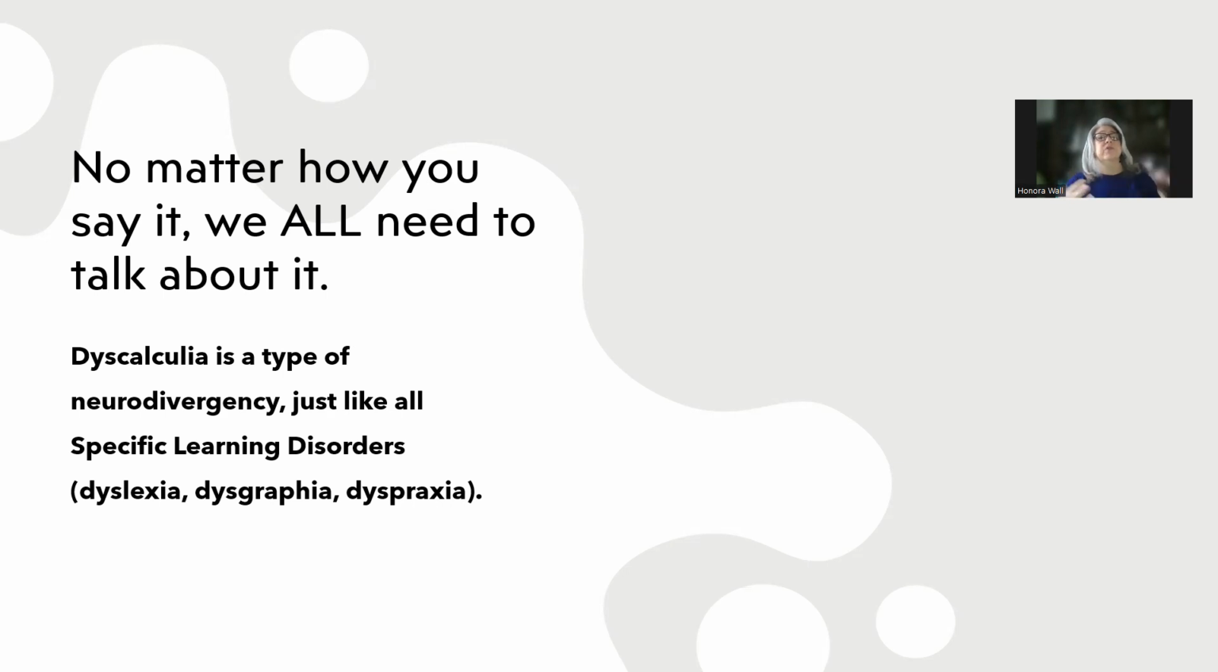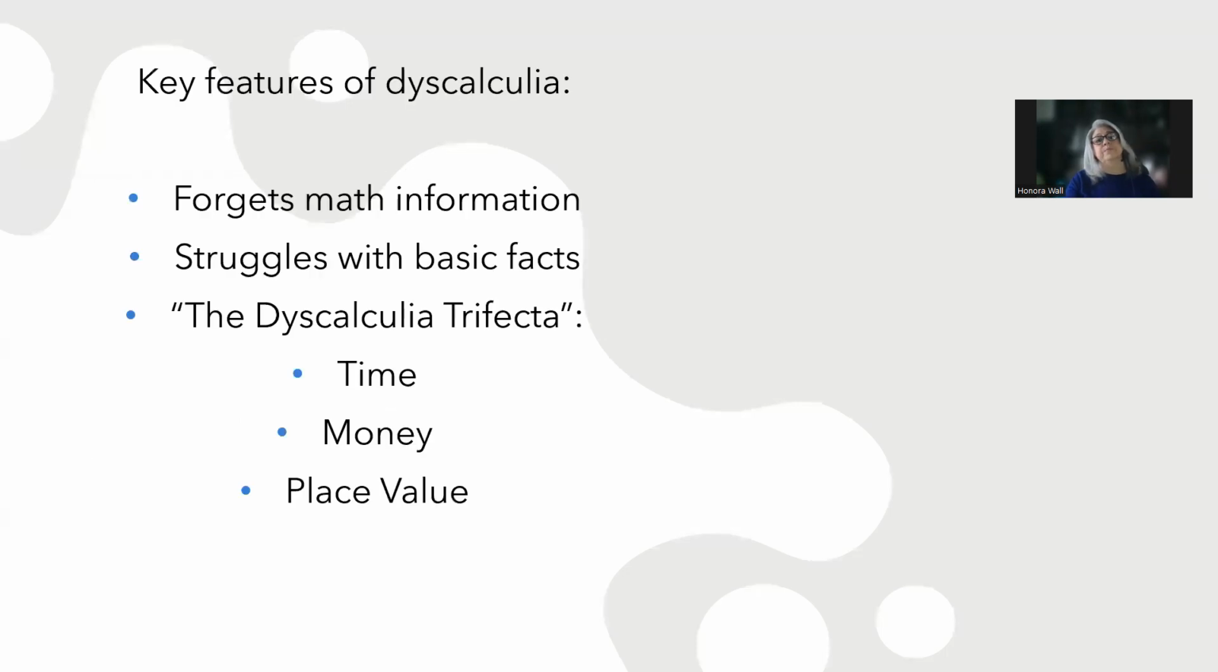It is a type of neurodivergency within that family of specific learning disorders. And while SLDs affect somewhere around 8% of the population, that adds up to about 5 million K-12 students across the United States. And those percentage numbers are true of any population of people anywhere in the world.